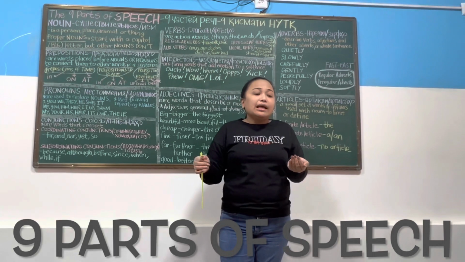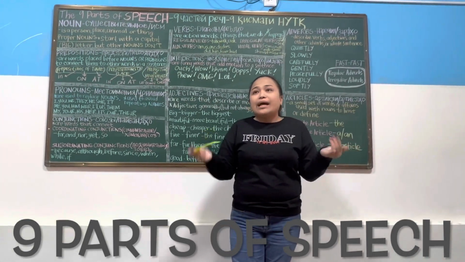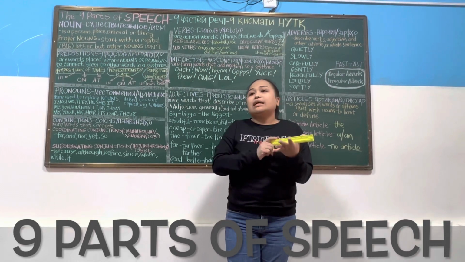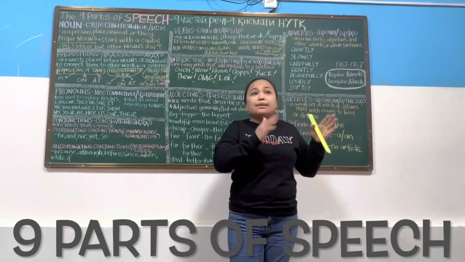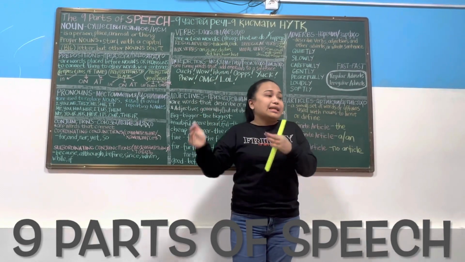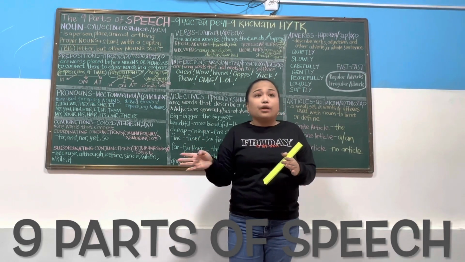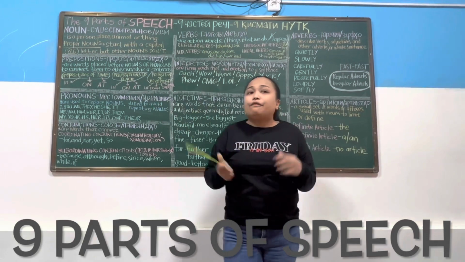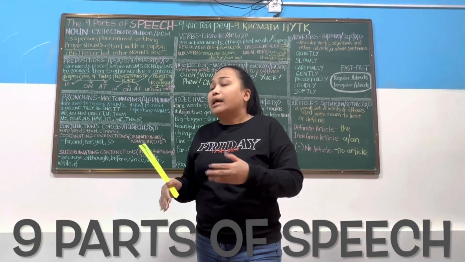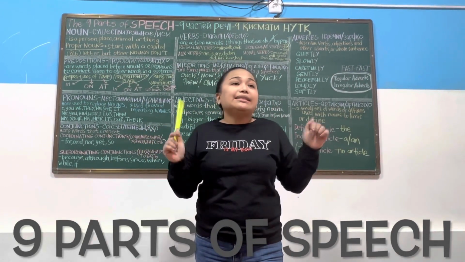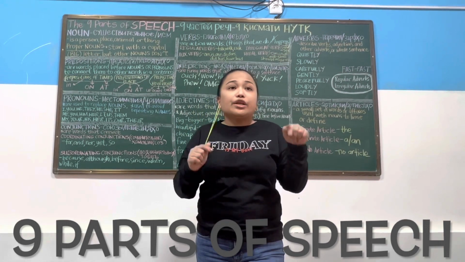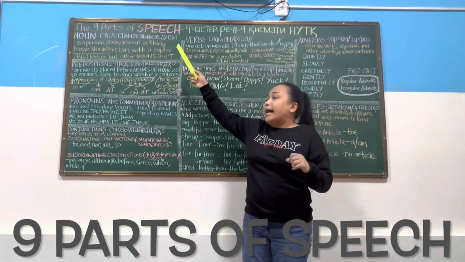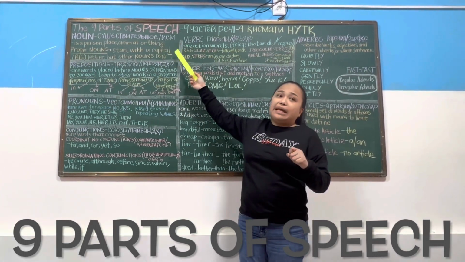You understand? Look at your phones. iPhone, Samsung, Lenovo, Redmi, Xiaomi. It's a noun. Why? It's a proper noun because it is the name of a phone. Did you understand? Look at the place where you are right now. Faridun Learning Center. This is a noun. Why? This is the name of the place where you study. Did you understand? Again, noun is a name of a person, place, thing, or animal.